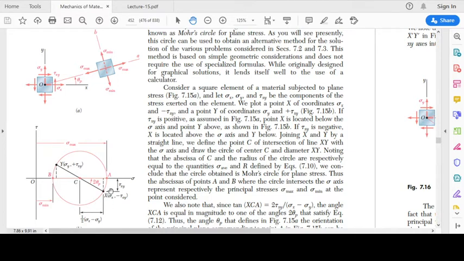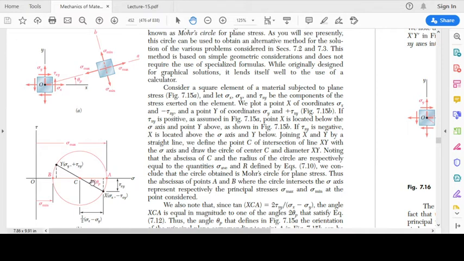So when we draw this circle, we can find the radius. This is going to be equal to the maximum in plane shear stress, which is at the top point and at this bottom point. Then sigma c plus r is going to be equal to the maximum normal stress. This is sigma max, which is equal to sigma c plus r, and sigma c minus r is going to be equal to the minimum normal stress.